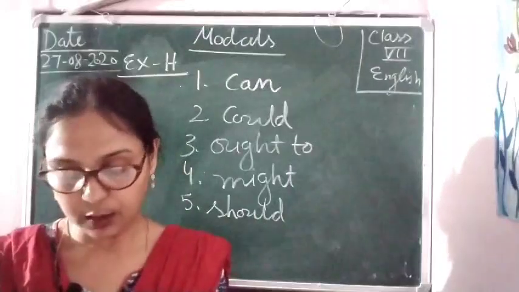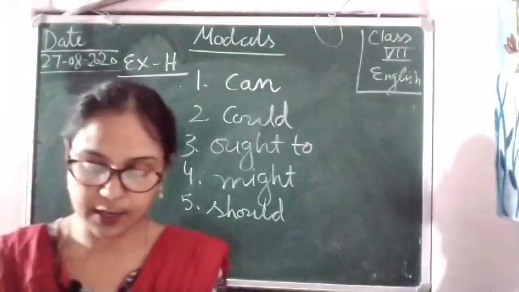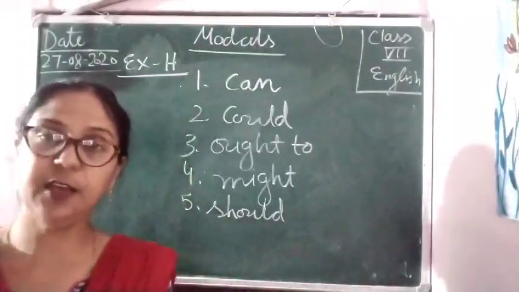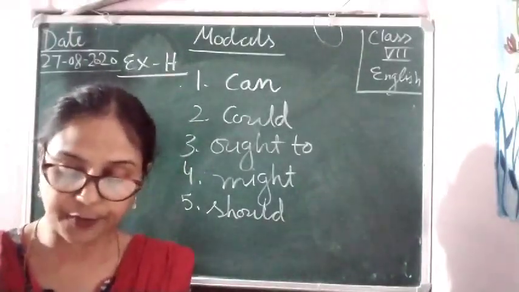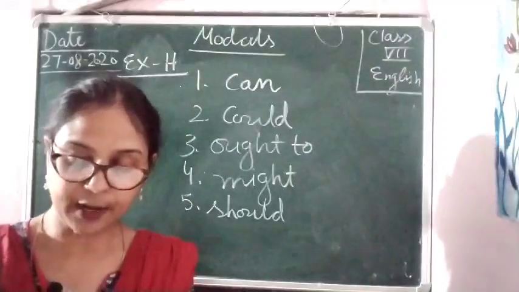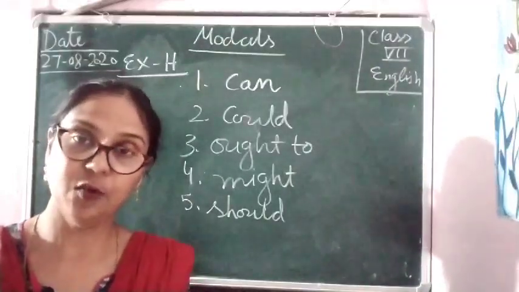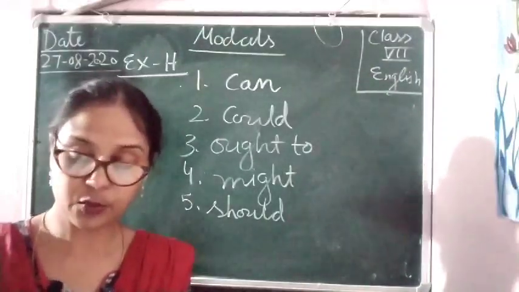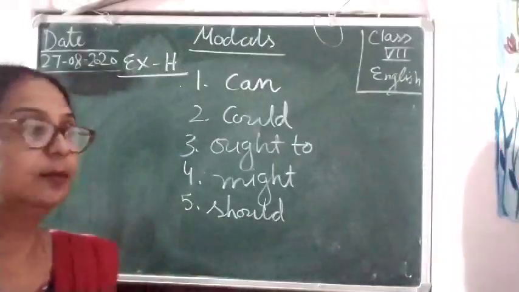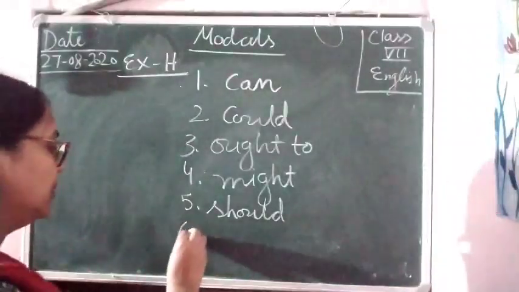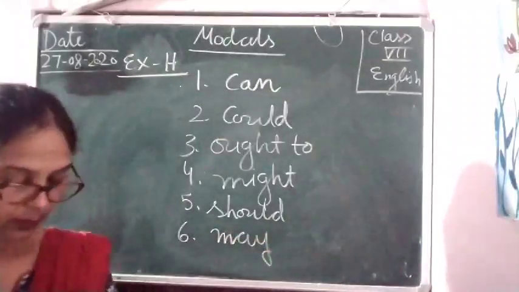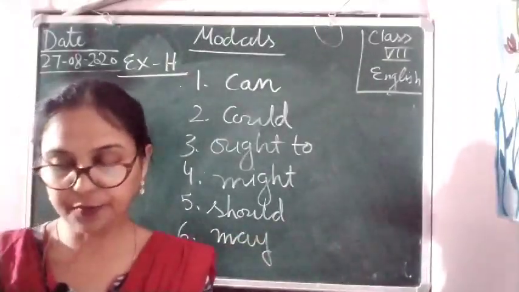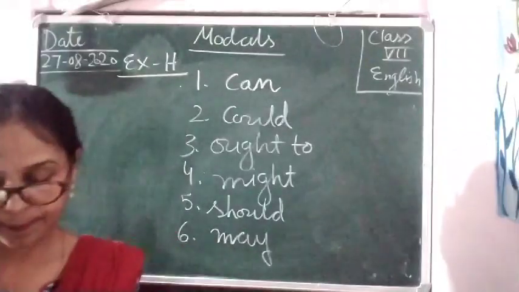Now we are moving to number 6. Sachin dash speak French very fluently. In the bracket it is given may and can. So what are we going to use? We are going to use may. Number 6 is may. Sachin may speak French very fluently.